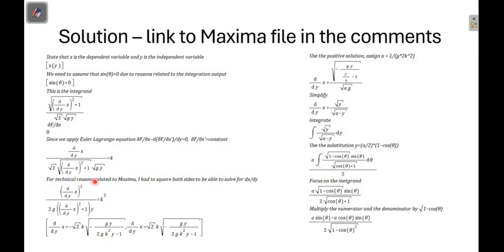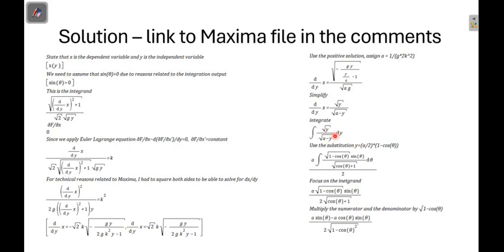Now, for technical reasons related to Maxima, I had to square both sides of this equation to derive that dx by dy is equal to this expression. I will just use the positive root, and I will assign a small a, which is another constant, equal to 1 over 2gk squared. Again, this is an integration constant instead of using k. So the equation can be written in this way, and it could be simplified as we can see here. Now we can integrate this, and even Maxima can integrate this expression.